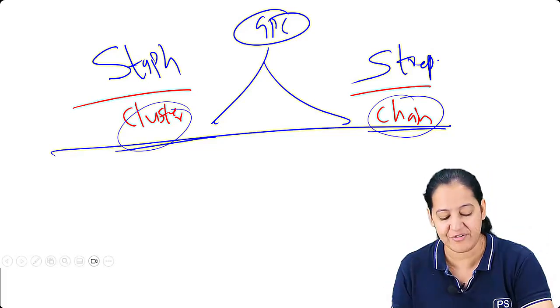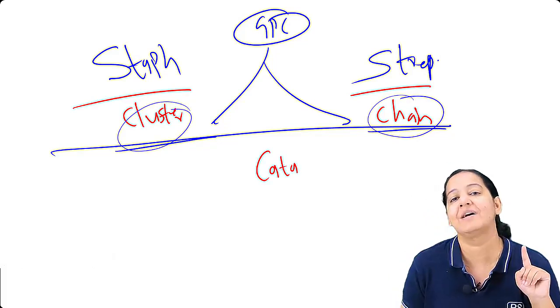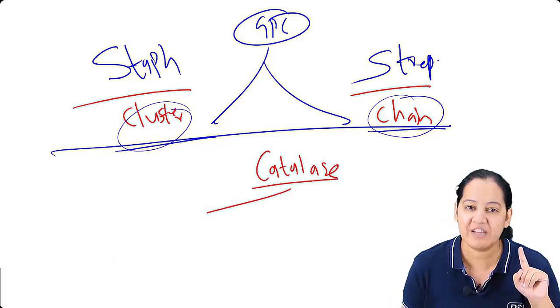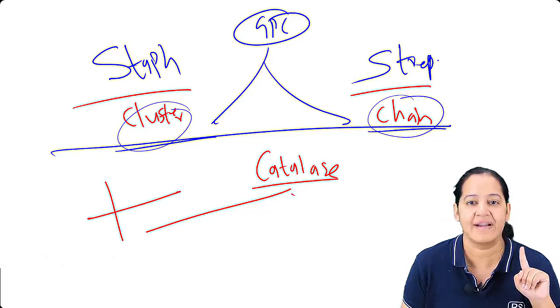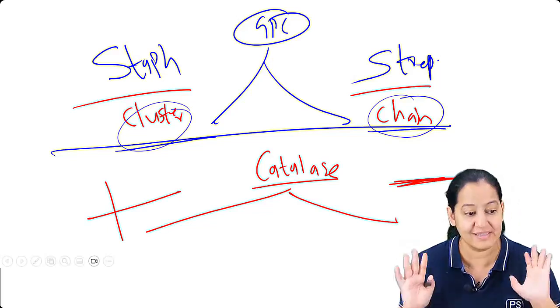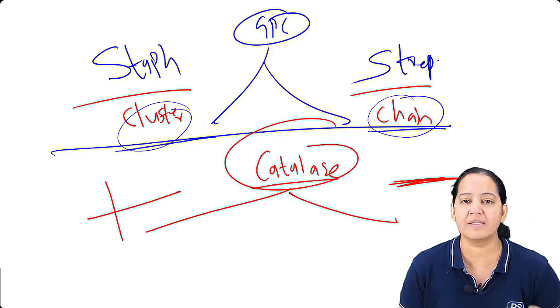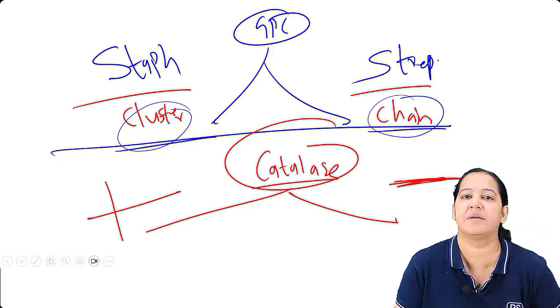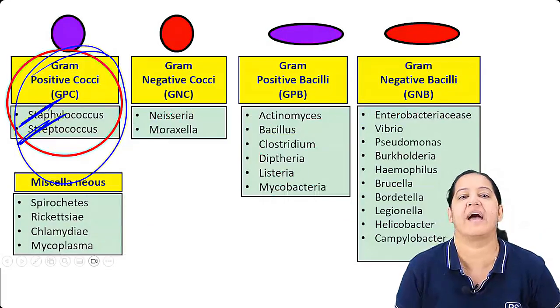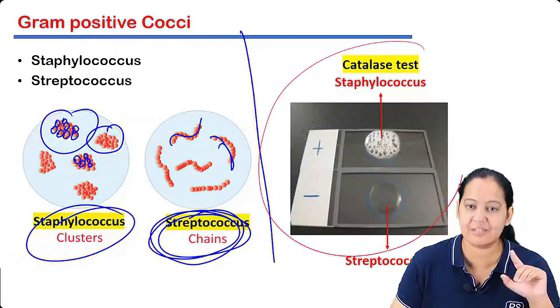There is one confirmatory test which is known as the catalase test. So you have to apply the catalase test. Staphylococcus are catalase positive and Streptococcus are catalase negative. First learn the conclusion, then I will explain. Okay, the confirmatory test is catalase. The screening test you can see is the arrangement. So the confirmatory test is the catalase. See, this is the catalase test. I will explain, first just look.